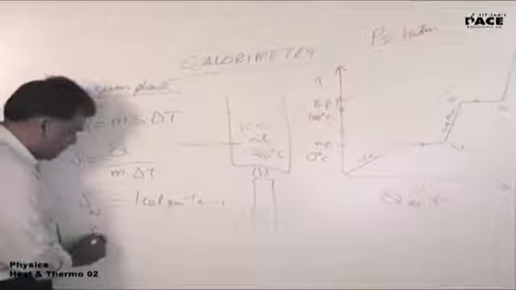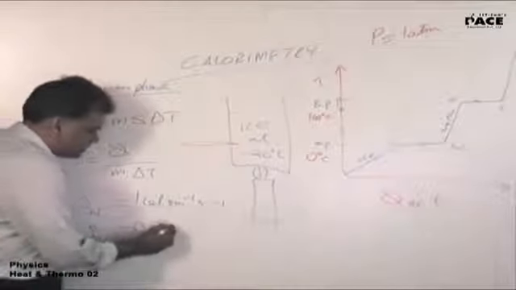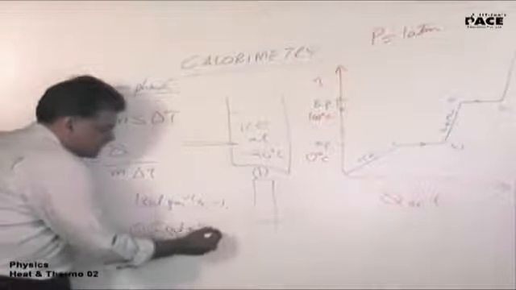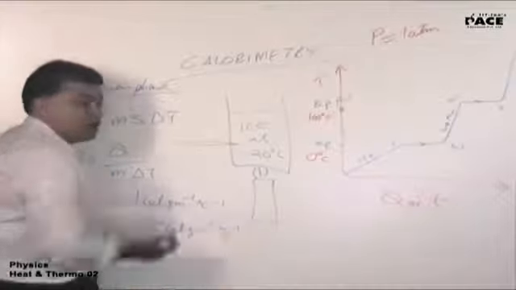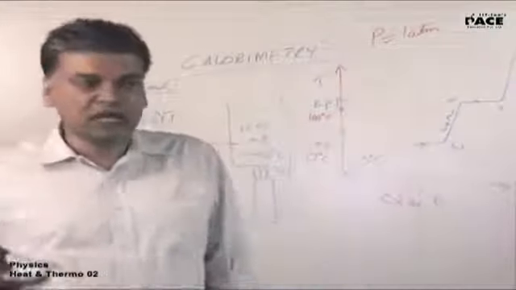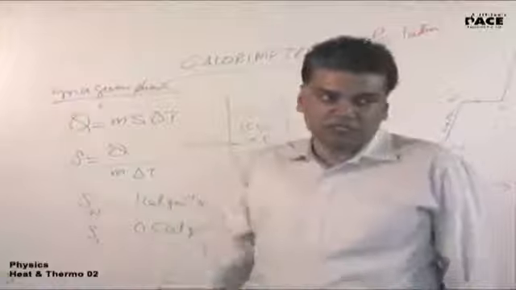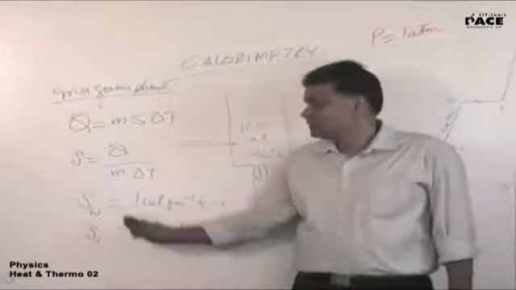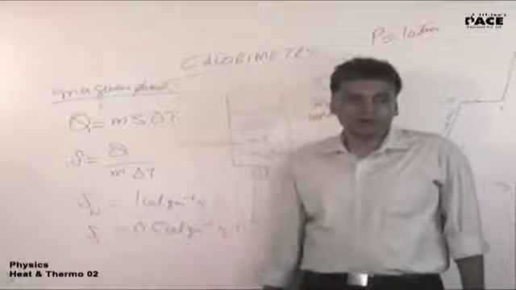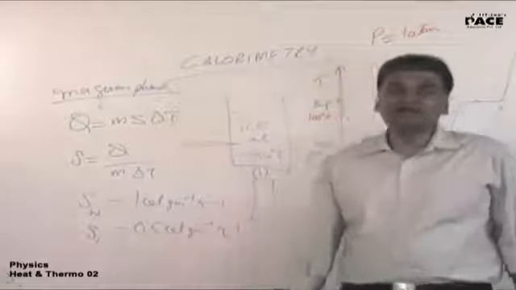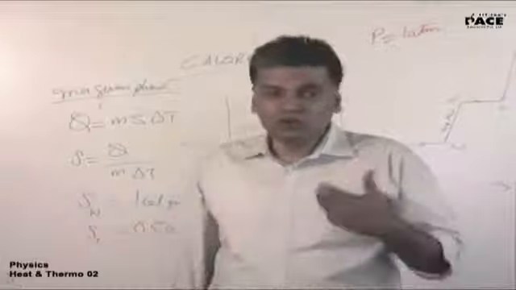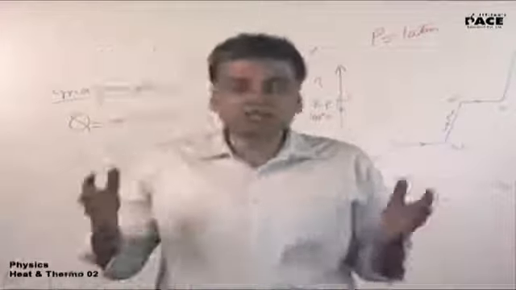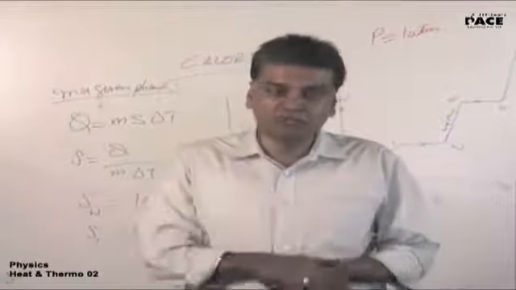You can remember it for ice also, it is 0.5 calorie per gram per degree centigrade. Chemically they may be same, but physically they're different, they have different specific heat. Steam will have some other specific heat. It will be given to you in the question. So, we know this. Water, we say, has a high specific heat. Water is used as a coolant. It requires quite some heat to raise its temperature.